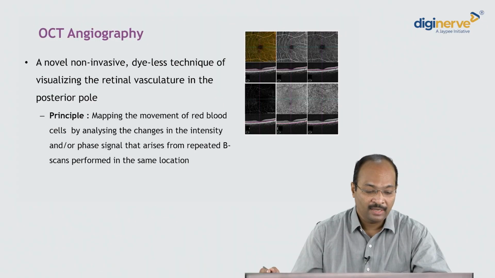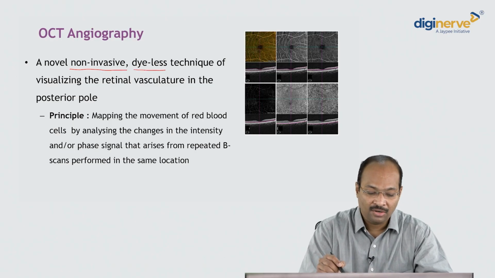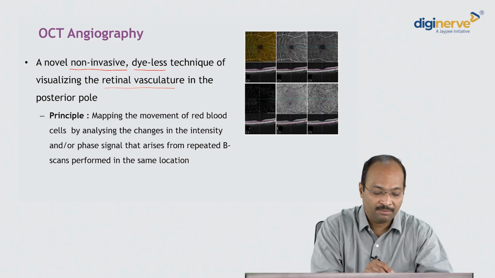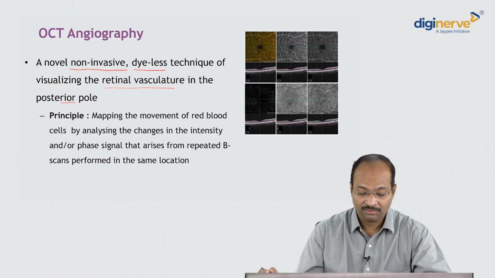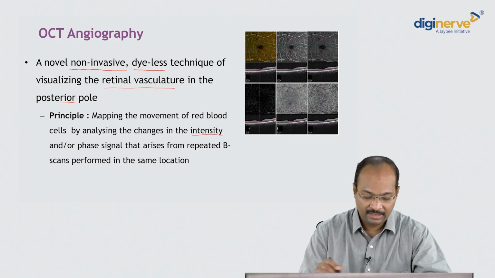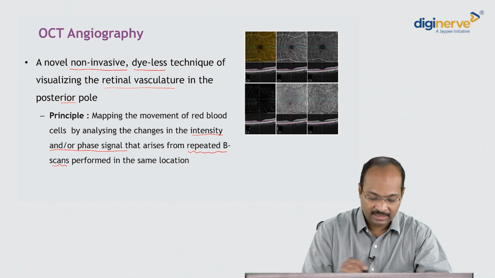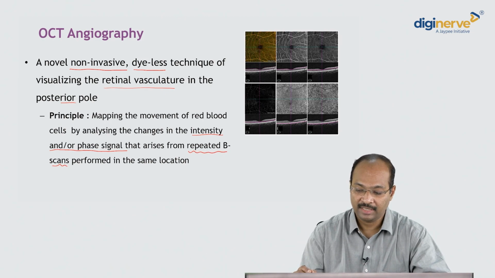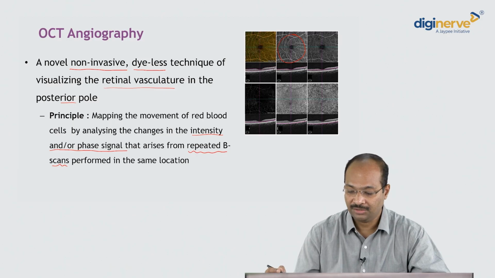Next, we move on to OCT angiography, which is in a way the new kid on the block in macular imaging. It is a novel, non-invasive, dye-less technique of visualizing the retinal vasculature in the posterior pole. It's based on the principle where there is mapping of the movement of the red blood cells by analyzing the changes in the intensity and/or phase signal that arises from repeated B scans performed in the same location. And you can see the architecture of the macula beautifully on OCT angiography.